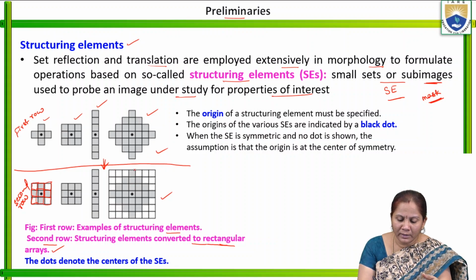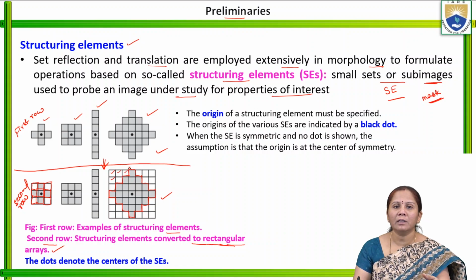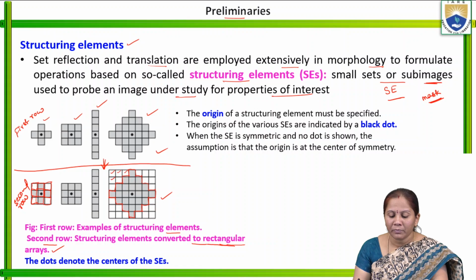So we can observe here, this is the actual structure of the structuring element. We have converted this into a rectangular array by including all these extra spaces.